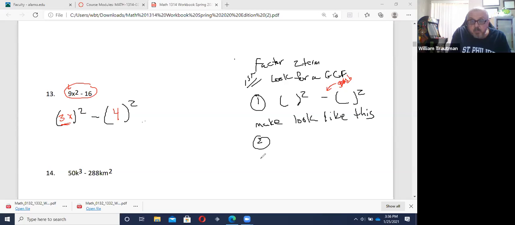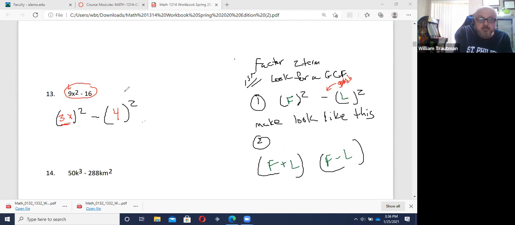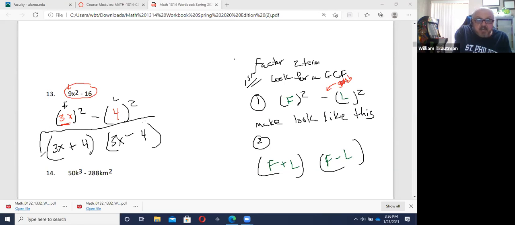Step 2. If this is the first term and this is the last term, put the first term in each parentheses, put the last term in each parentheses. One has to be a plus and one has to be a minus. That's the second step. Do you see this is the first term? Put 3x in the first spot of each parentheses. The last term is a 4. Put a 4 in each spot. One plus, one minus, and it's factored.